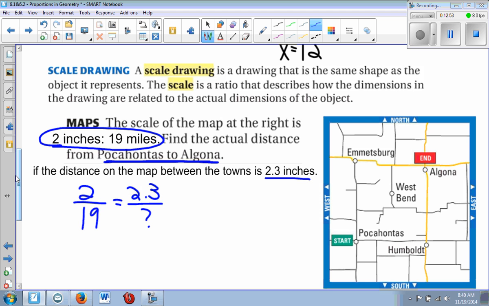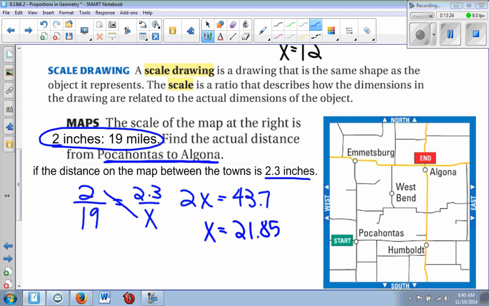So if you want to replace that question mark with something from math, we would replace it with an x. So 2.3 over x. And this again is just a problem where we're going to use cross products. So all we're going to do is cross multiply 2 and x. And we're going to cross multiply 19 and 2.3. And if I divide both sides by 2, we find out in actual distance that it's approximately 21.85 miles.